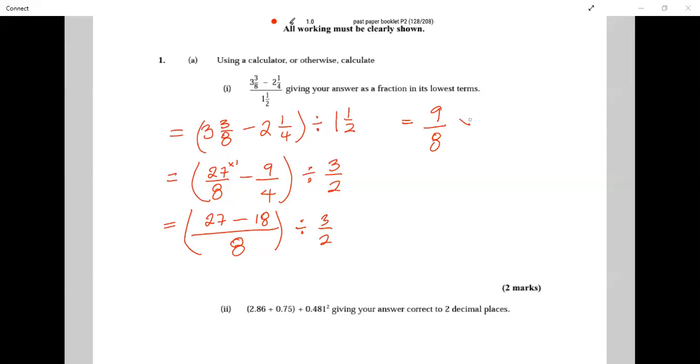Change this division sign to multiplication and invert 2 over 3. So 3 into 3 is 1, 3 into 9 is 3. 2 into this is 1, 2 into this is 4. It appears as if the answer is 3 over 4. The answer is 3/4.